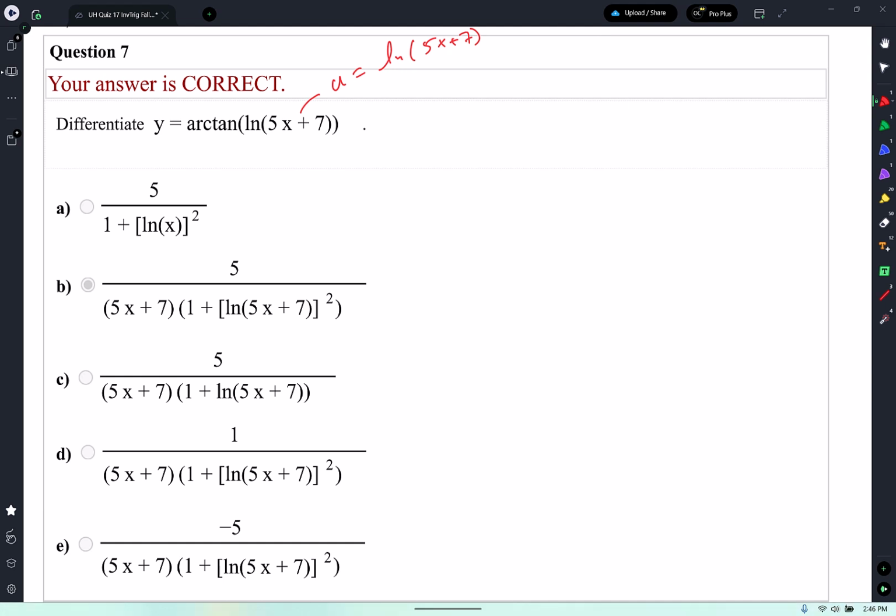Let me go ahead and put the rule. d dx of arctan of u is equal to 1 over 1 plus u squared times du dx. If you go to Khan Academy, that's not what Khan Academy says the derivative of arctan is. They say it's 1 over x squared plus 1. Guys, it's the same. 1 over 1 plus x squared is the same as 1 over x squared plus 1.